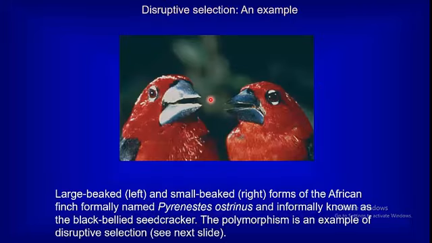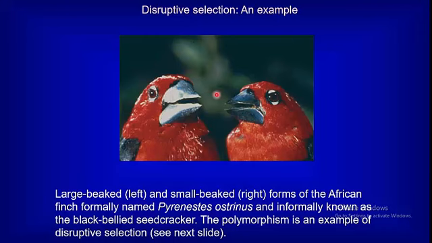So this is a bird called the black-bellied seed cracker, and there are two morphs of this bird in the natural populations, primarily found in Africa. So you can see that these guys have large beaks and these guys have relatively small beaks. Remember, they're the same population, they're the same species.